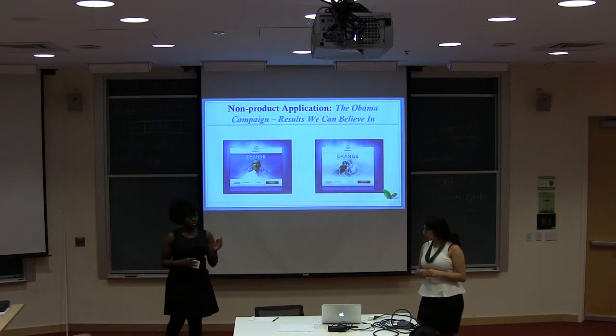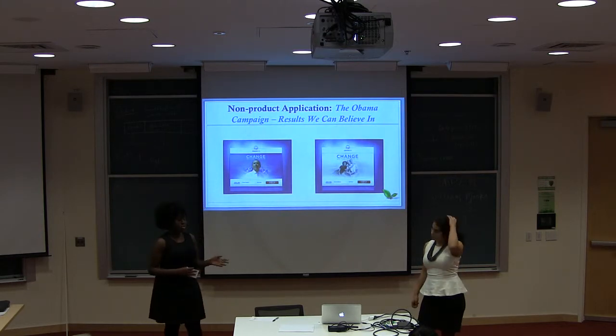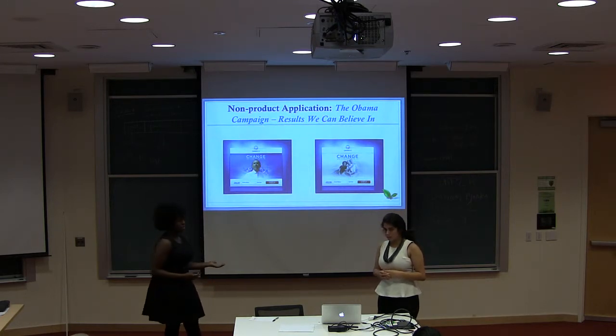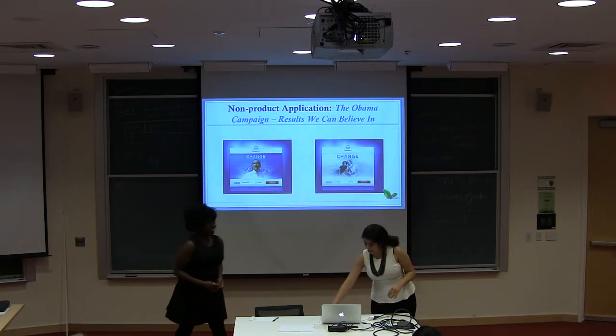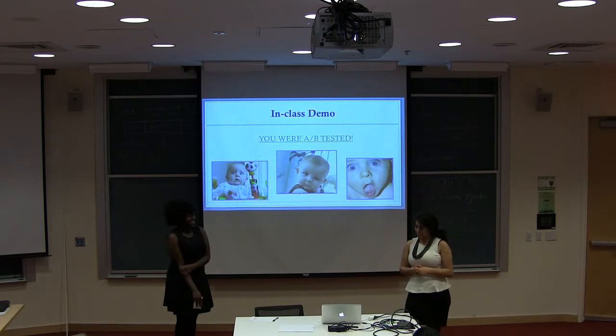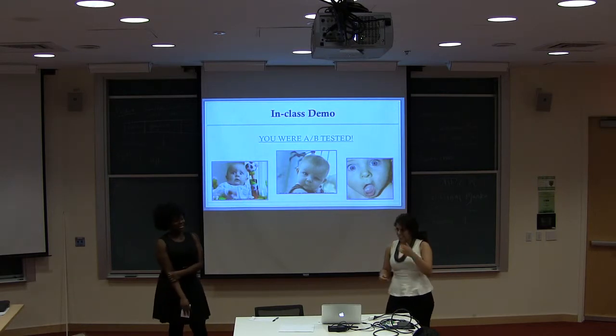So that 40% additional donations means a lot for a campaign. With the average donation about $20, that equaled about $60 million in extra donations. So this process is actually profitable, so that's good to know. And actually, if you guys have been using your links, you were A/B tested.